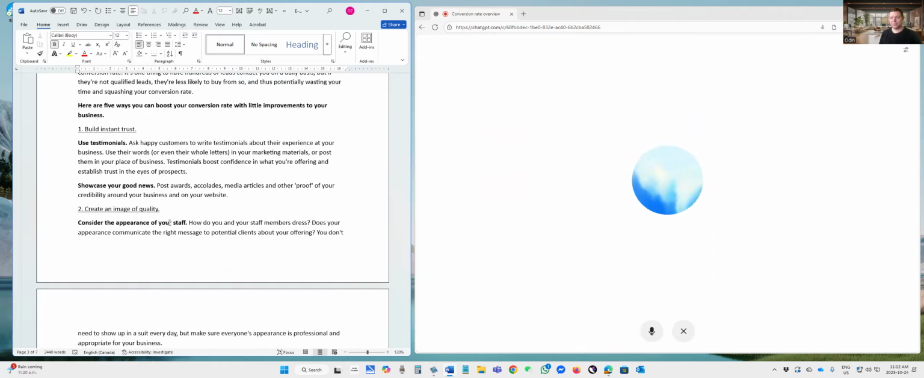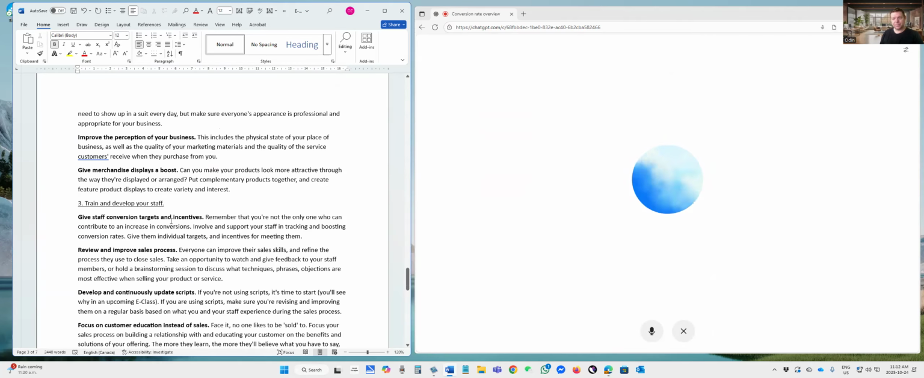Second, create an image of quality. Consider the appearance of your staff and the physical state of your business. Improve the perception of your business through professional and appropriate appearances and well-organized product displays.